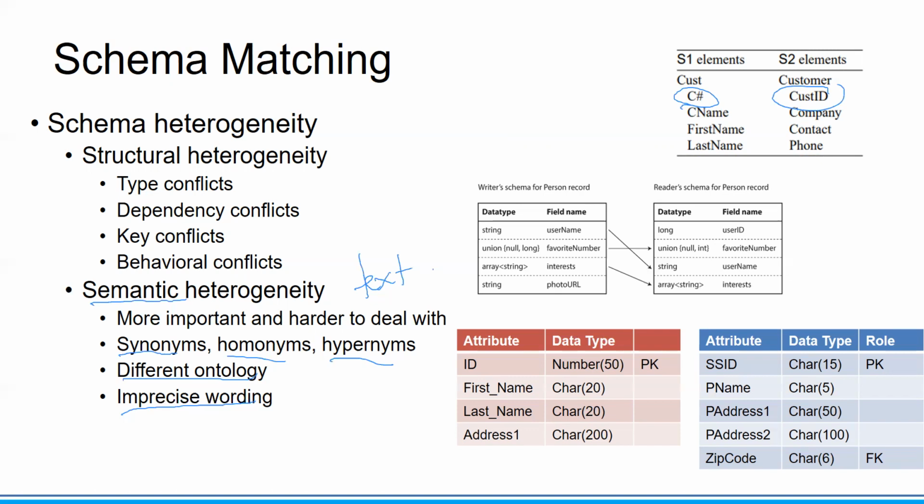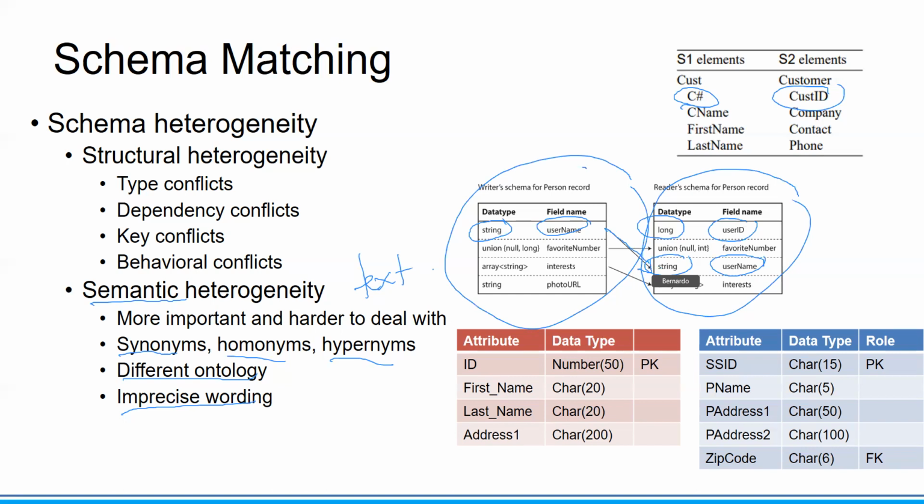If I give you another example, this is the structure. Let's say the data type is string. The field name is username, and the other schema uses long, even though this is the user ID. And then we can see this one, the username is string. Then it matches. What about this one?